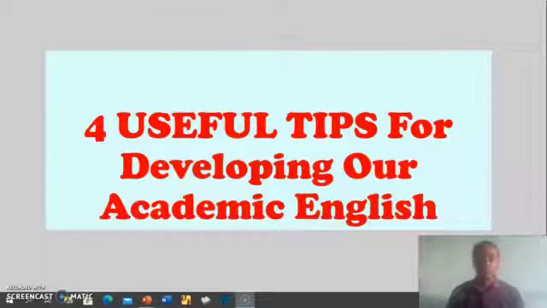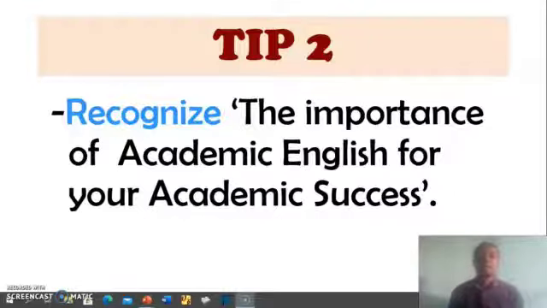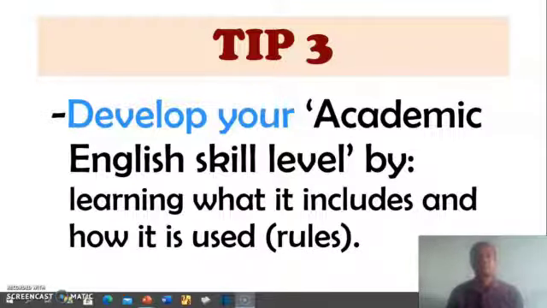If you want to develop your academic English, currently you need tip one, understanding of what academic English is. And tip two, recognize. You need to recognize the importance of academic English. If you want to be successful, it means like this, the head and tail of a coin. There are two parts and you're required to achieve that. And recognize from this time on, you can develop it. Once you have understood and recognized the importance, you can develop your academic English skill easily.